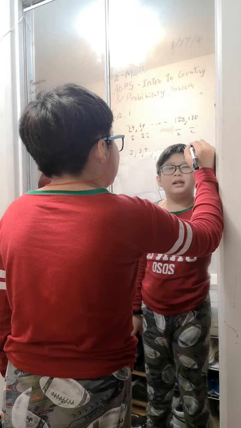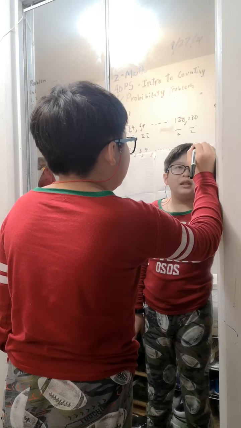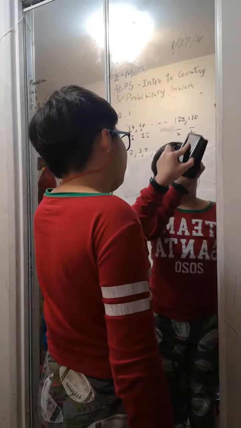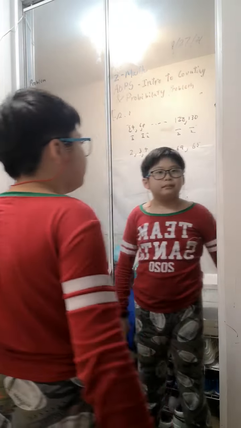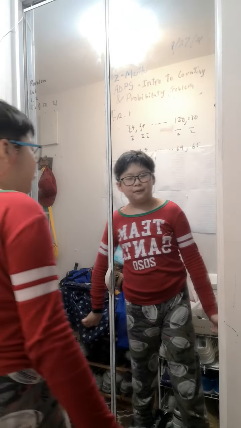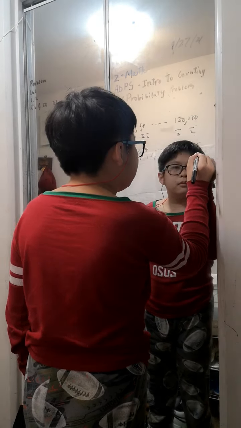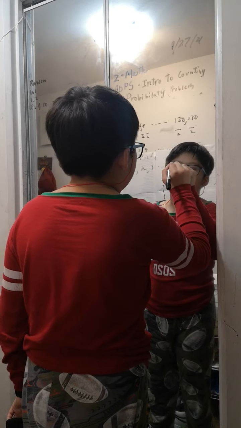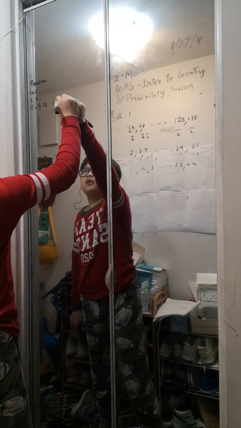130 divided by 2 is 75. Wait, no, not 75, it's 65. So it's 2, 3, 4, all the way to 65. You know how to count this list. Subtract 1 from each. 2 minus 1 is 1, 3 minus 1 is 2, 4 minus 1 is 3, all the way to 63, 64. So you know that there are 64 numbers in this list.